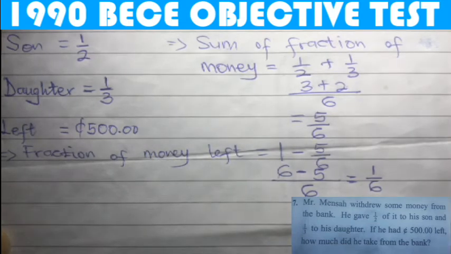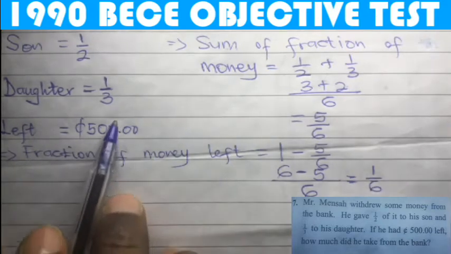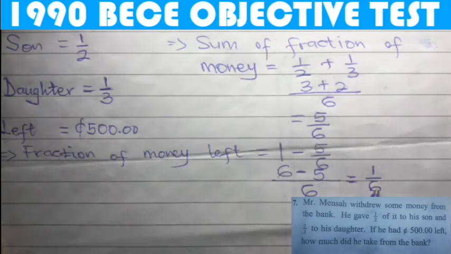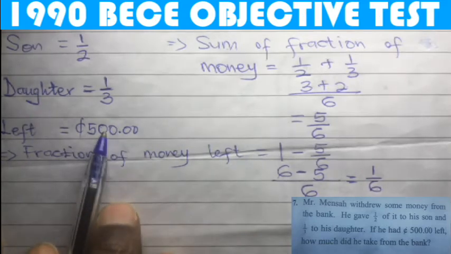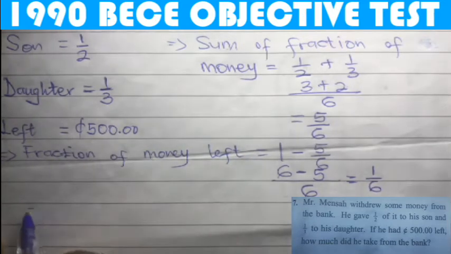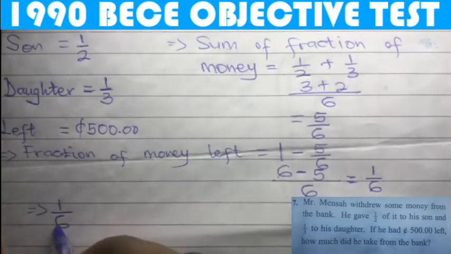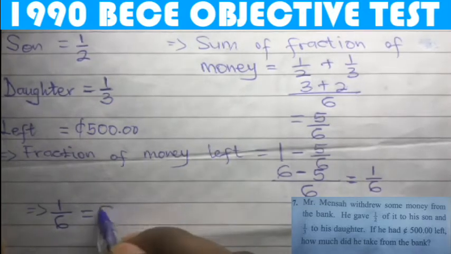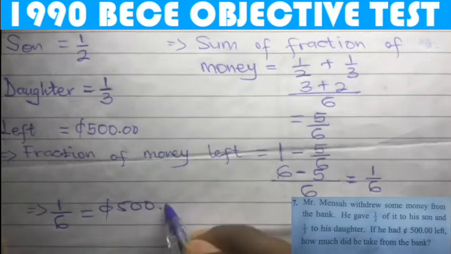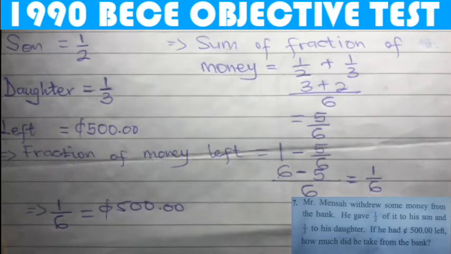So let me list those down. The fraction of money left, which is 1 out of 6, is equivalent to the amount of money left. So 1 out of 6 is equivalent to 500 cedis. Now, the total fraction is also equal to 1.